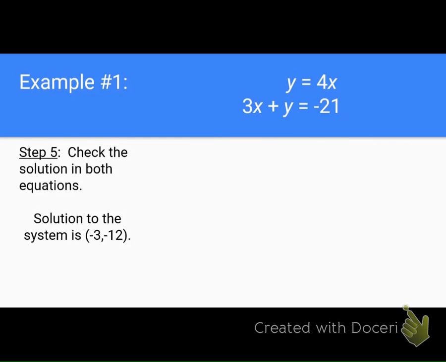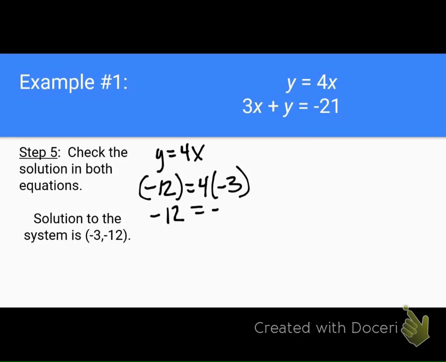Okay, then I need to do step 5, which is to check the solution in both equations. Remember, this was my solution. So I'm going to plug that into both equations for x and y. So the first equation is y equals 4x. I'm going to see if I plug these in, negative 12 equals 4 times negative 3. Is that true? Well, yeah, 4 times negative 3 is just negative 12, so that's good.